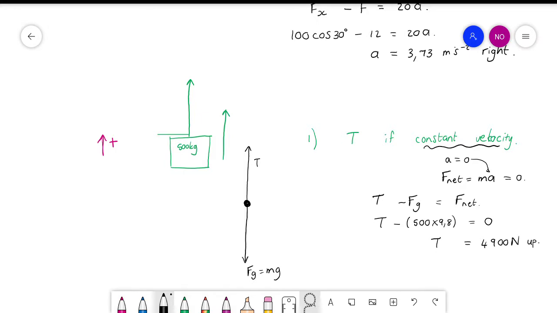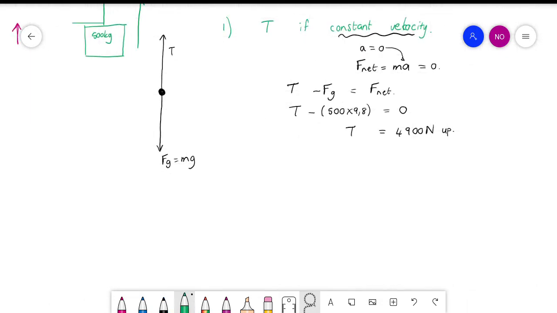Okay, so die gewig van hierdie krat is 4900 Newton. And because it is being lifted at a constant velocity, it means that the tension in the rope is also equal to 4,900. Maak dit sin vir julle? Almal by? Okay, now we have the same set, but this time you have to calculate T if it is accelerating at 2 meters per second squared upwards.